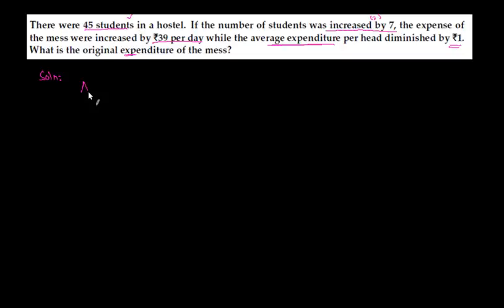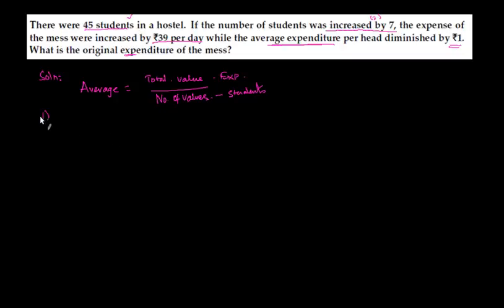We know that average is equal to what? Average is equal to total value divided by number of values. Here the total value is expenditure, and the number of values is students.